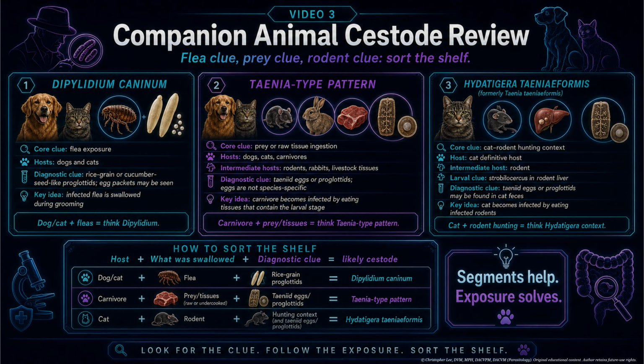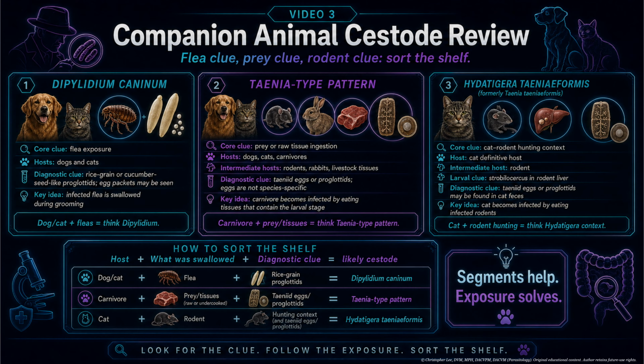Carnivore, plus rodents, rabbits, livestock, scavenging, raw offal, and other infected tissues, think Taenia-type cestode pattern. The adult lives in the carnivore, the metacestode develops in the intermediate host, and infection follows ingestion of infected tissue. Cat plus rodent hunting, think Hydatigera taeniaeformis, formerly Taenia taeniaeformis. The rodent carries a strobilocercus in the liver, and the cat becomes infected when it eats the rodent.